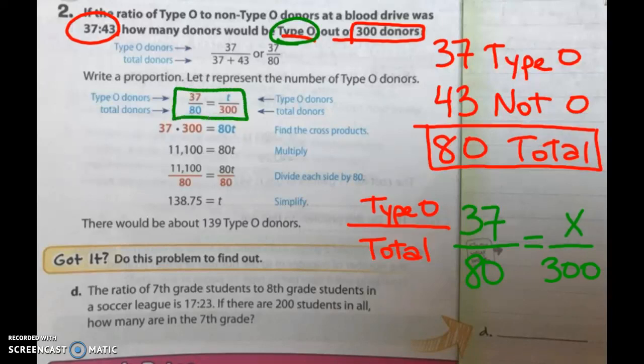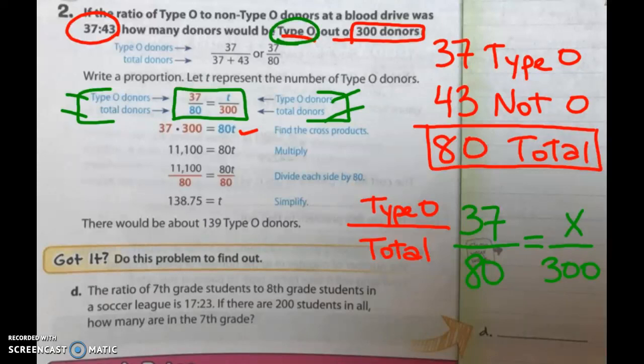Again, it's super important that you make sure that we have the same order on both sides of our proportions. So if on one side we've got type O over the total, this side has to be type O over the total. Okay? So then we just simply cross multiply, and they've done that here for you. 37 times 300 is equal to 80 times T.